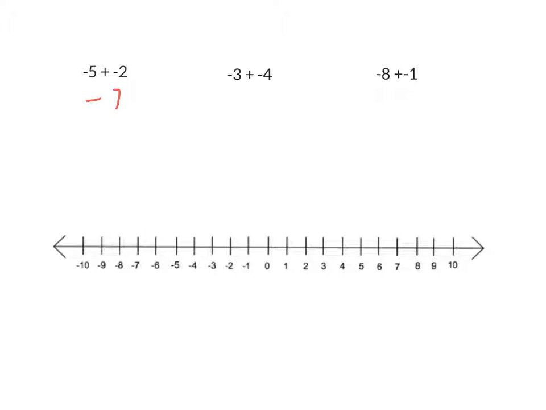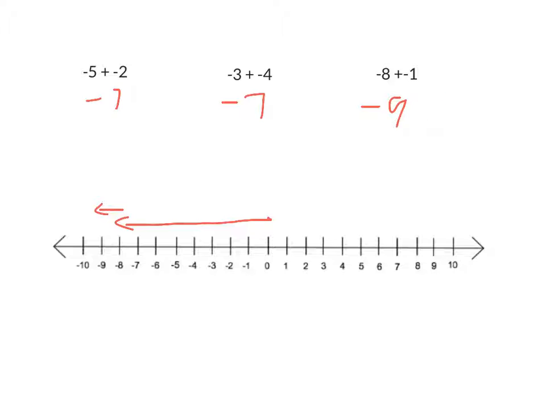For the next one, I start at 0, and I go to -3. From -3, I go 4 more to the left, and I end up at -7 as well. So -3 plus -4 is -7. And for the last problem, -8 plus -1, I start at 0. I go out to -8, and then from -8, I go 1 more to the left, and I end up at -9. So -8 plus -1 is -9.